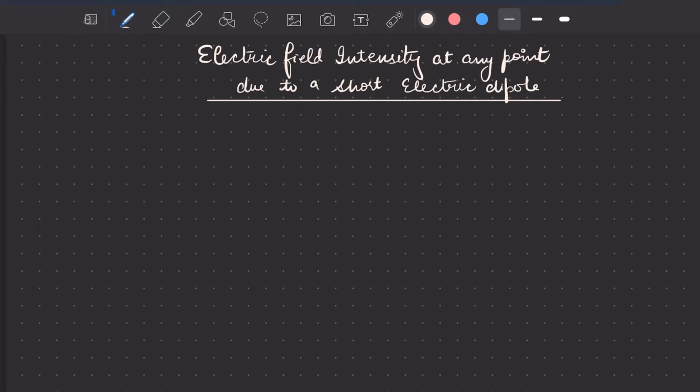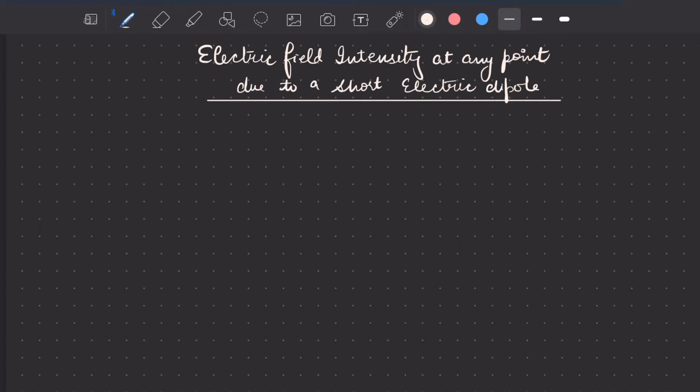Earlier we had discussed two topics, electric field intensity on an axial line of a dipole and electric field intensity on an equatorial line of a dipole. But now we are going to talk about electric field intensity at any point which neither lies on an axial line of a dipole nor lies on an equatorial line of a dipole.